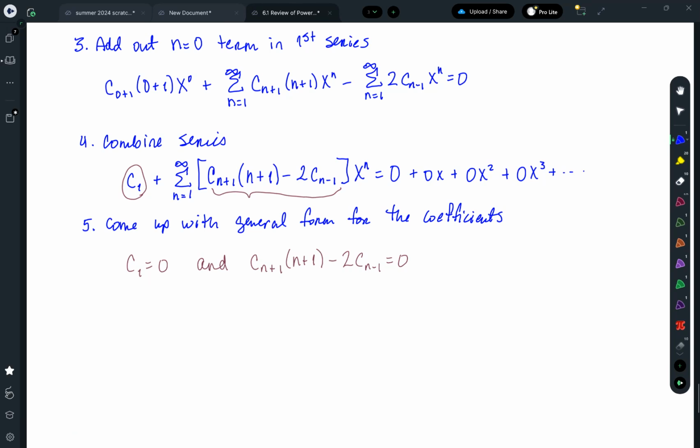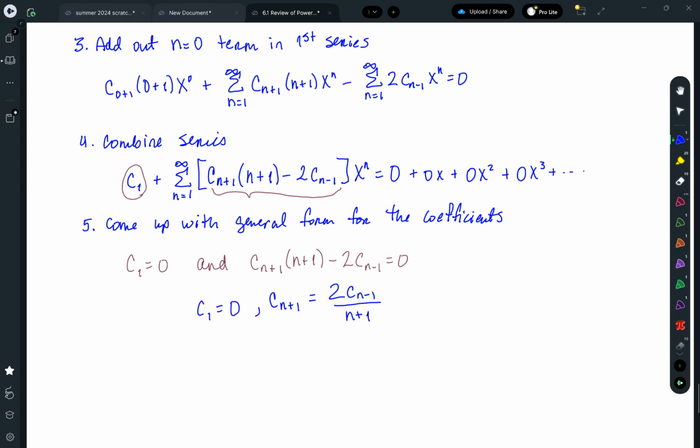So C1 is 0 regardless, and then in this general form here, I can solve for the later index in terms of the prior index. So what that means, n plus 1 is a bigger number, so c sub n plus 1 is what I'm solving for in terms of c sub n minus 1. So it will be 2 c sub n minus 1 over n plus 1. And then we have the C1 is equal to 0.